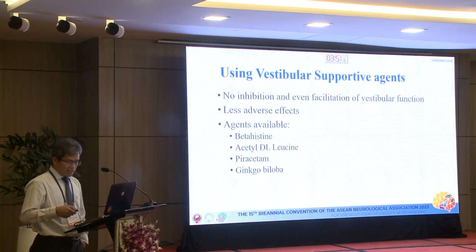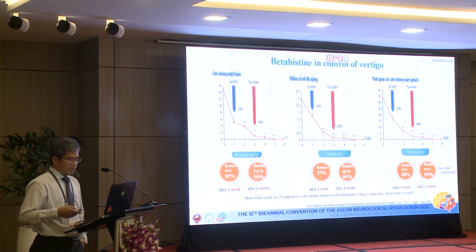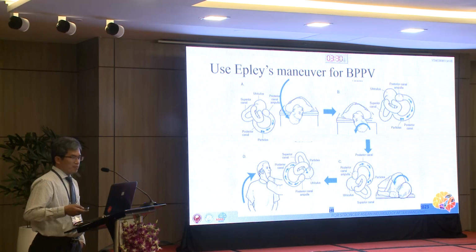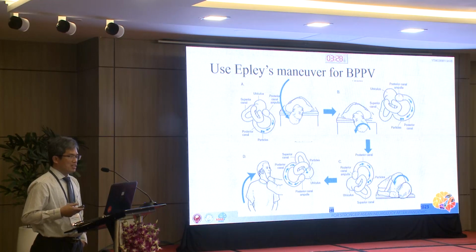Some agents we can use are betahistine, acetylcysteine, and other things. We have some evidence for some of these, but it's not so much. For example, this is a small study of 29 patients. We can see the effect of betahistine. Apart from the medication, we should use the treatment appropriate for the etiology.